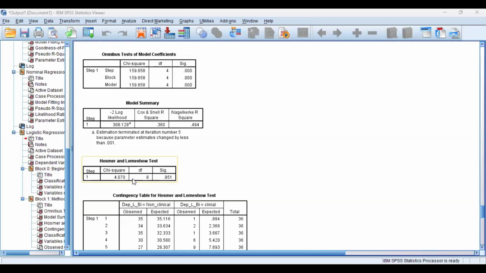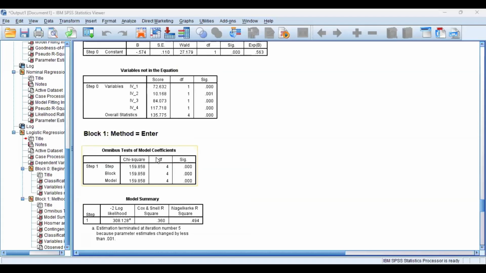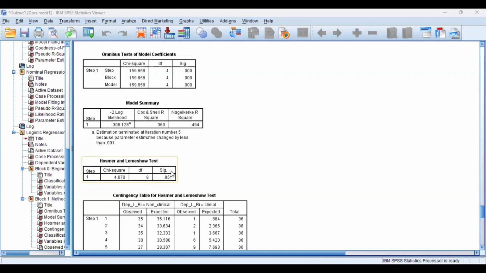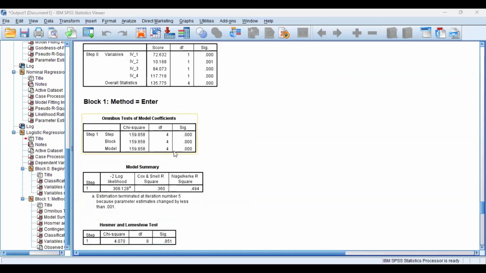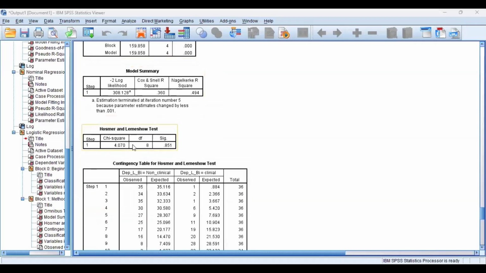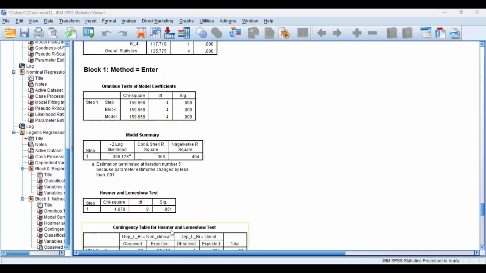So here we want the chi-square not being significant because it's a fit index. It's not a model significance index. So for the model significance the chi-square should be significant, but here ideally the chi-square should not be significant. And you see that it's very good results for our model.